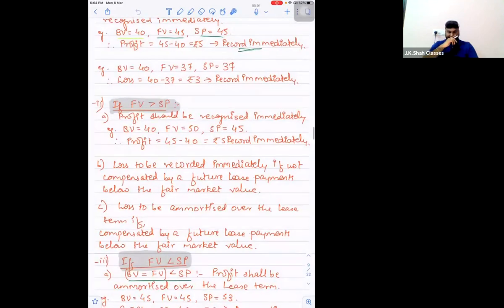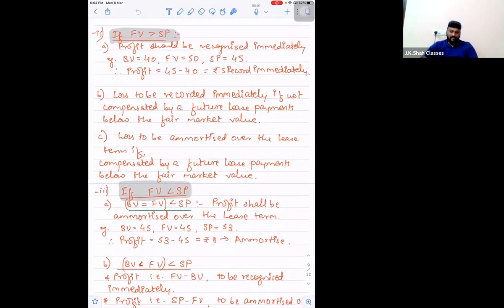So now I'll read the point for you. What it says, please be careful. Loss to be recorded immediately if not compensated by future lease payments below the fair market value. Means I am not compensated by any future lease payments which are below the fair market value. So rather, I am paying more than the fair market value. So technically, I am not getting any compensation, just in terms of comparison. Nobody is going to come and pay you anything. So please don't get it the wrong way.